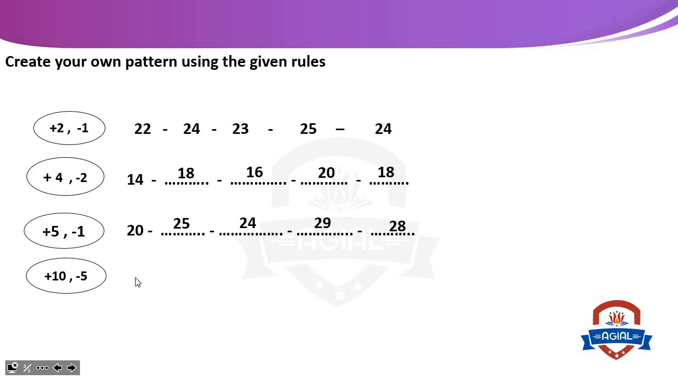We have another example. We will use positive 10 and negative 5, and we start with 50. 50 and positive 10, so we add 10 to 50, which will be 60, and minus the second rule, 60 minus 5 will be 55. 55, we add 10 again, 55 and 10 will be 65, and negative 5 again will be 60.